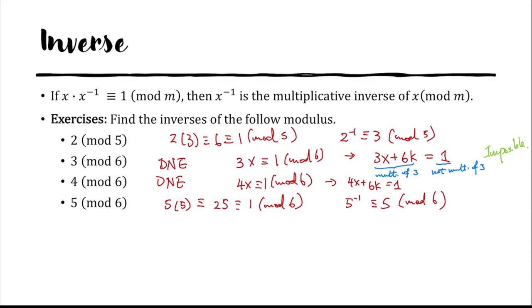Okay, it's even. What about 1? One is not even, 1 is odd. So we cannot have an even number equal to an odd number. So the inverse does not exist.